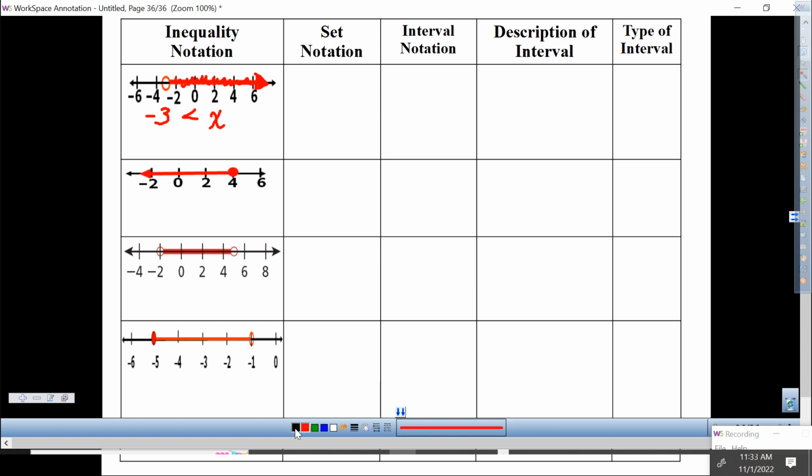Now, if I was to turn this around and write it in X terms first, this would be what? X is greater than -3. So I'm going to use this one to use my set notation. Ready? Solution set of X such that, then what do I write? X greater than -3.